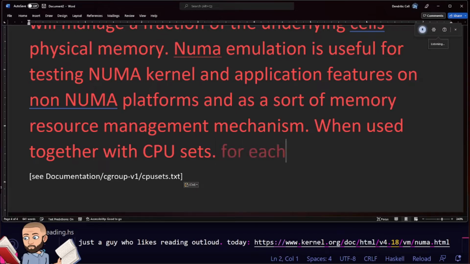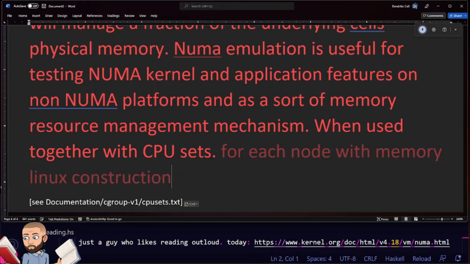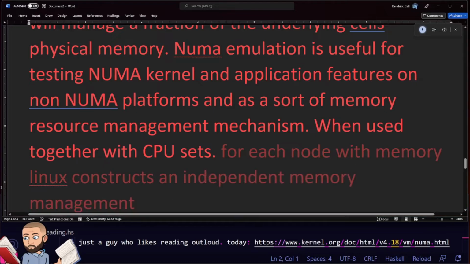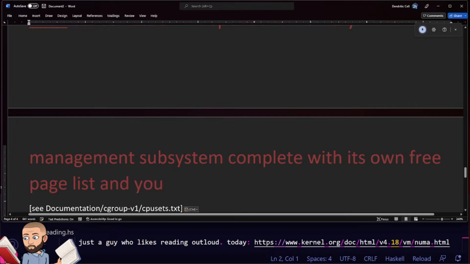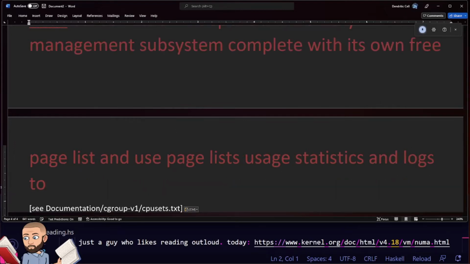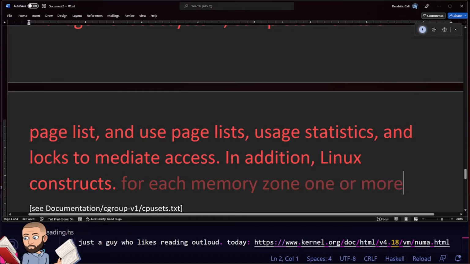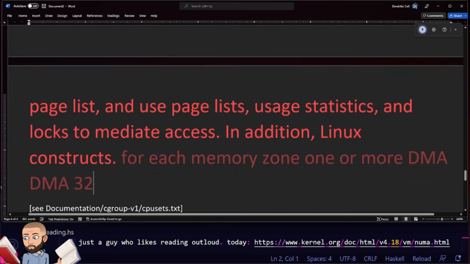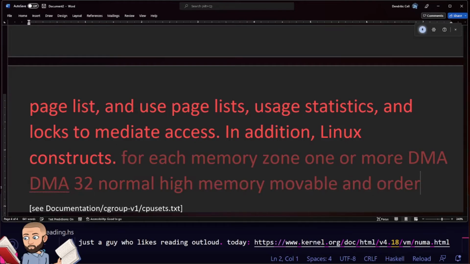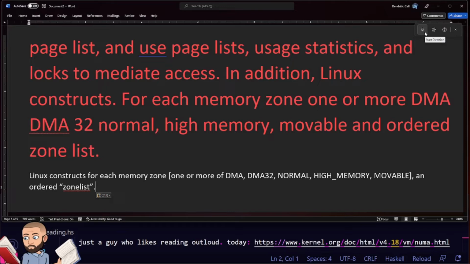For each node with memory, Linux constructs an independent memory management subsystem, complete with its own free page lists, in-use page lists, usage statistics, and locks to mediate access. In addition, Linux constructs for each memory zone, one or more of DMA, DMA32, normal, high memory, movable, and device, an ordered zone list. When the sentences are really rough like that, I'll go ahead and just paste what I read.